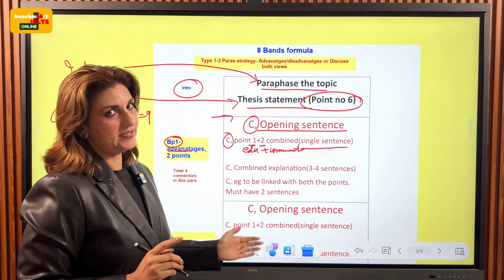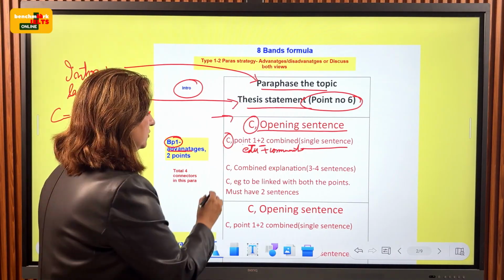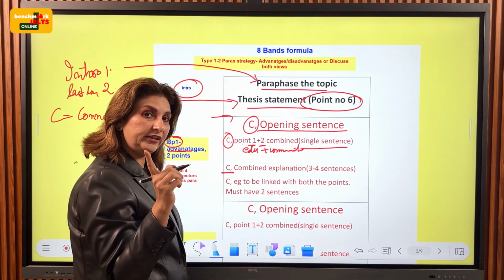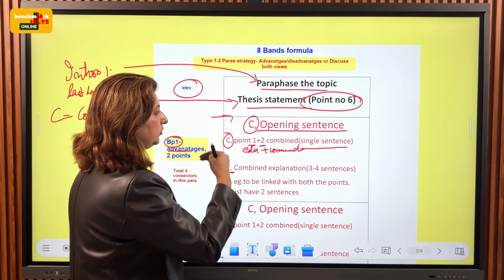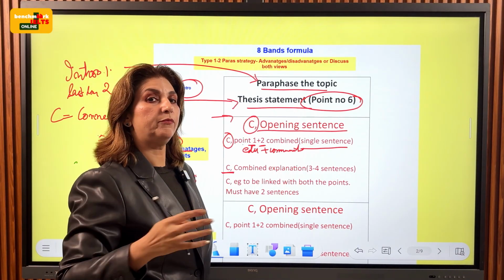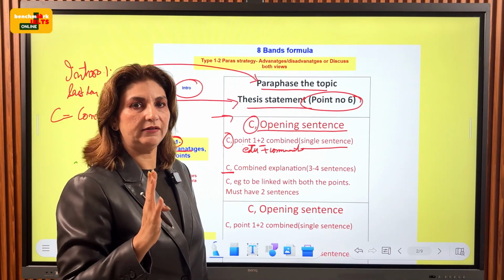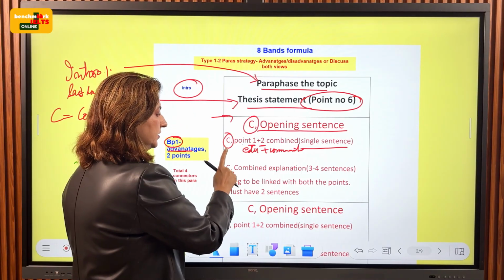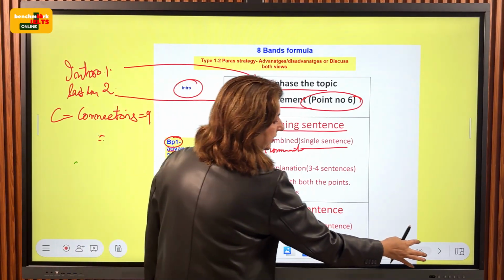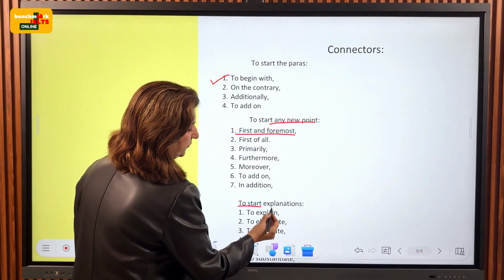Once you've given the points, then the next rule for an 8-band formula is that you have to explain those points. So you have to give a connector for the explanation. How will the examiner know that the points have finished and now the explanation has started? Some students might give points in 2 or 3 sentences. So to tell him that I have followed the 8-band formula correctly, you will use a connector for explanation. Again, go to the notes. You will be able to see that there are connectors for explanation.